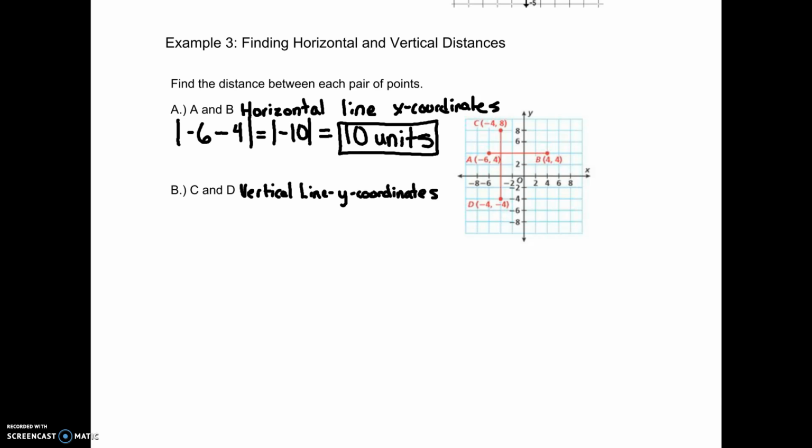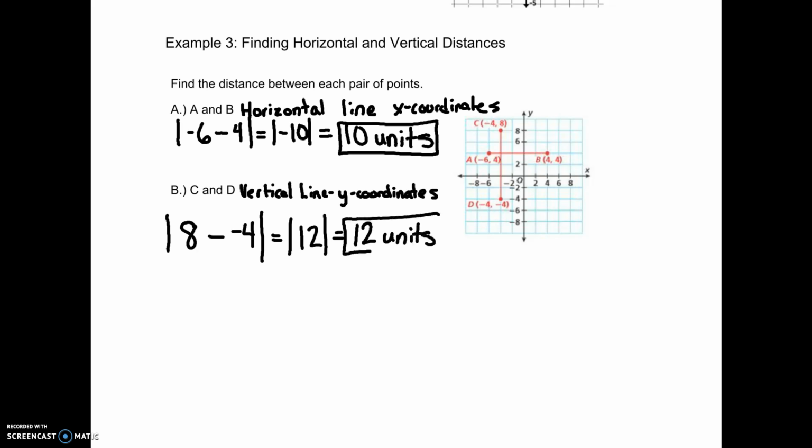Part B, so we said it's a vertical line. So we're going to find the difference of our y coordinates. So on C, my y coordinate is 8. So I'm going to say 8 minus, because I'm finding the difference. And then I'm doing my y coordinate of D, so it's a -4. If I subtract a negative, that's the same thing as adding. So 8 plus 4 is 12. And the absolute value of 12 is 12. So 12 units.